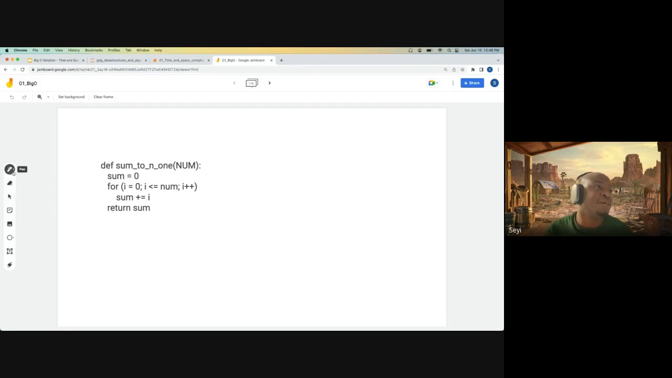Okay, so I have my pen. So now we have this line here. Sum equals 0. What are we doing here? So if we look at it concretely, we are doing an assignment statement. That assignment statement is one operation from an assumption of big O. So this is just one operation.